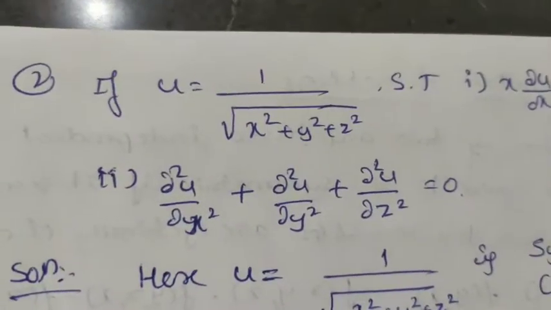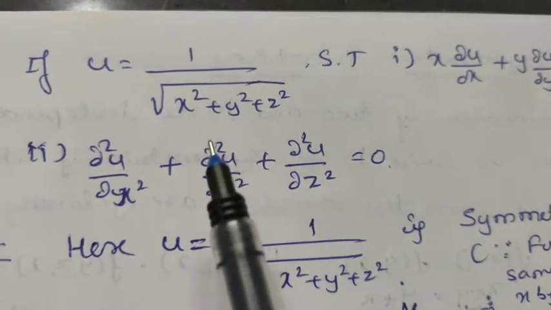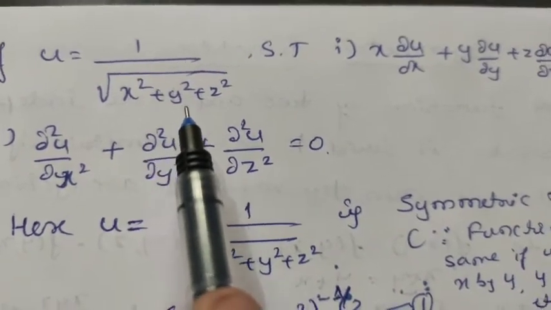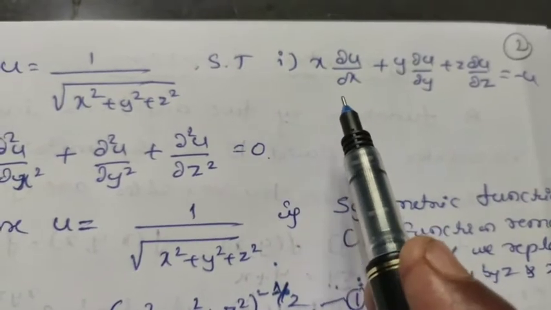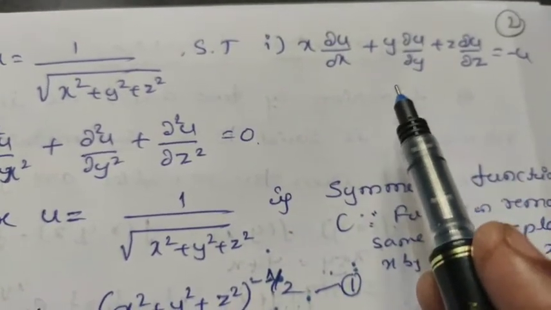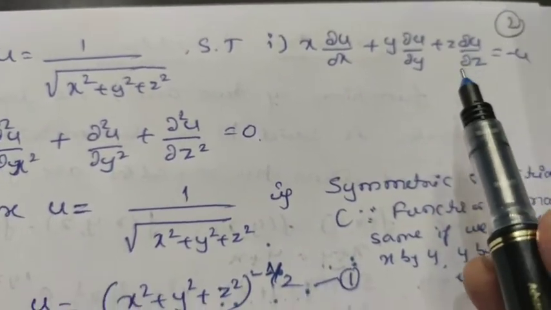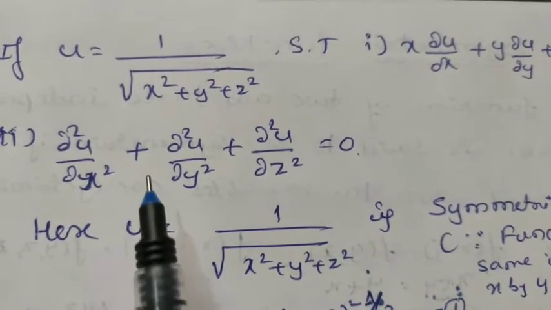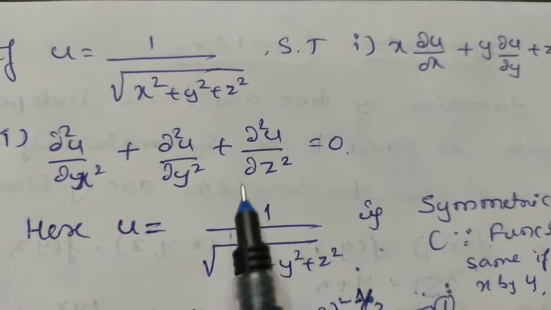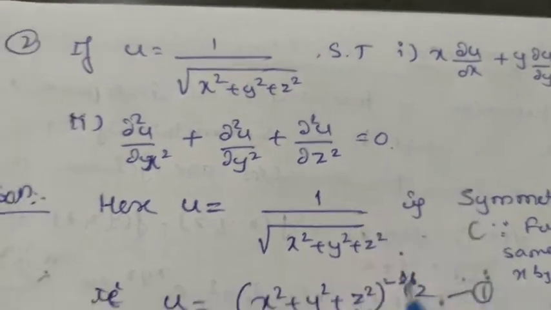Let us take one more example. If u is equal to 1 divided by the square root of x square plus y square plus z square, then you have to show that x into dou u by dou x plus y into dou u by dou y plus z into dou u by dou z is equal to minus u. Similarly, dou square u by dou x square plus dou square u by dou y square plus dou square u by dou z square is equal to 0.